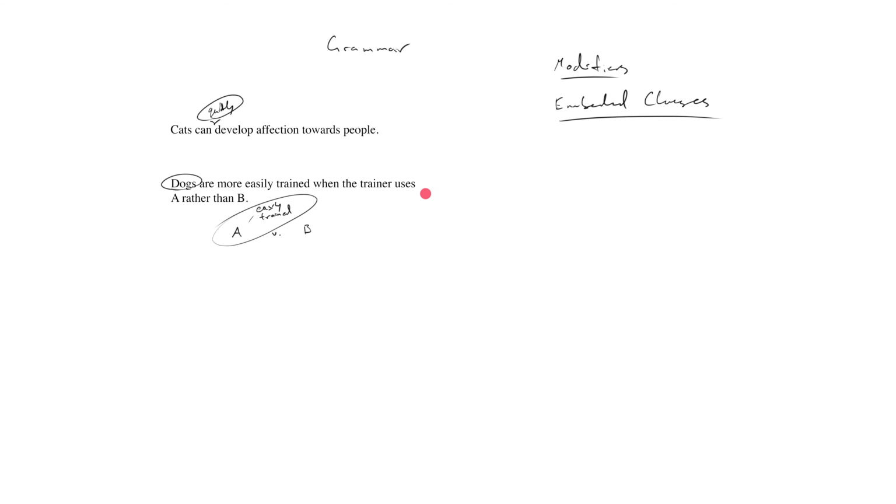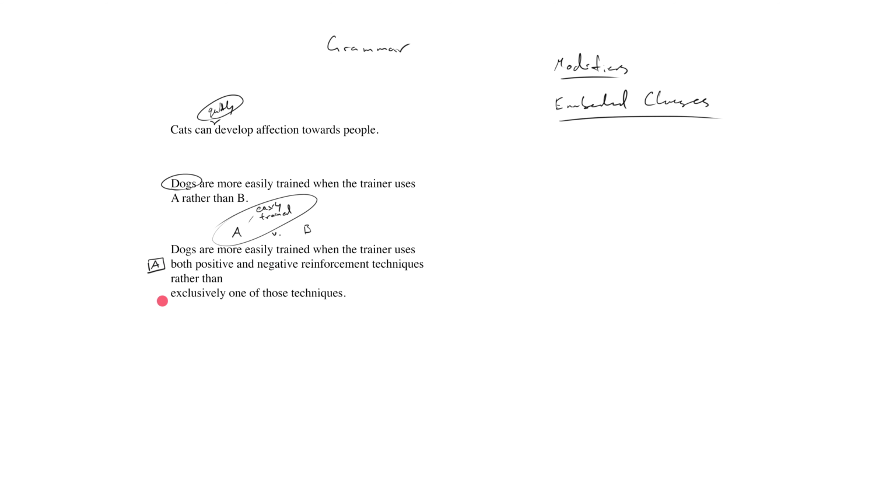Let's complicate this by adding some modifiers, maybe adding some clauses, and maybe even embedded clauses. So immediately you probably notice that I opened up the box, right? Here's the A box opened up. Here's the B box opened up. Dogs are more easily trained when the trainer uses both positive and negative reinforcement techniques rather than exclusively one of those techniques. Not only did I open up the box, I also introduced referential phrasing, one of those techniques, either positive or negative.